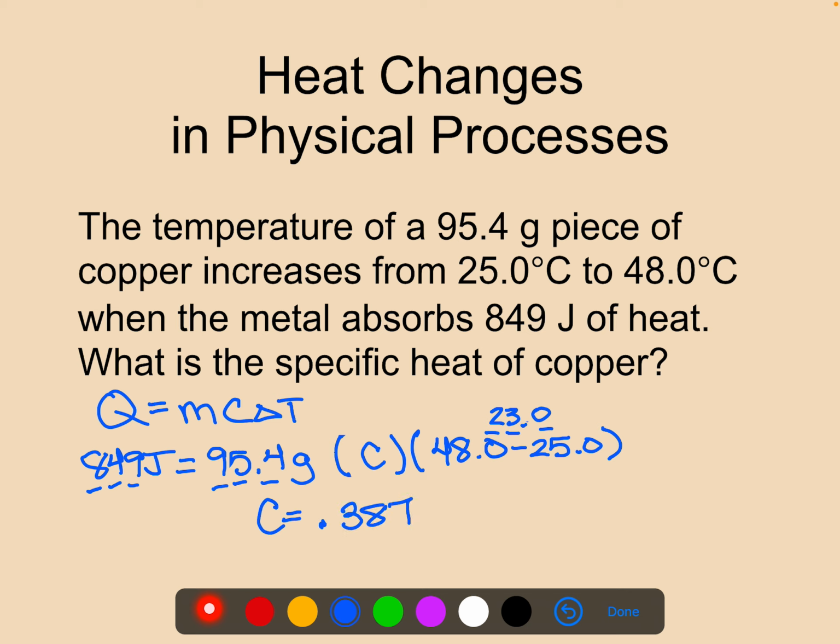0.387, and the unit for specific heat, we did the joules divided by grams divided by the temperature change. So that's joules divided by grams degrees Celsius. That was one of the basic chem calculations we had from Chem 1. Let's look at another one.